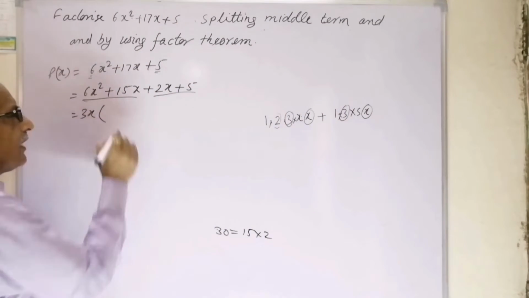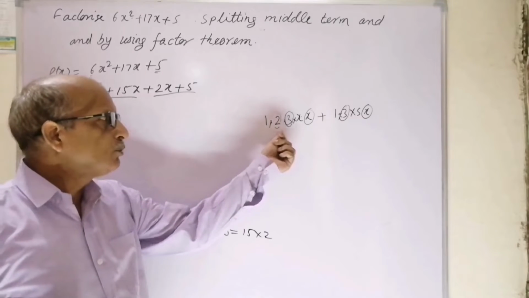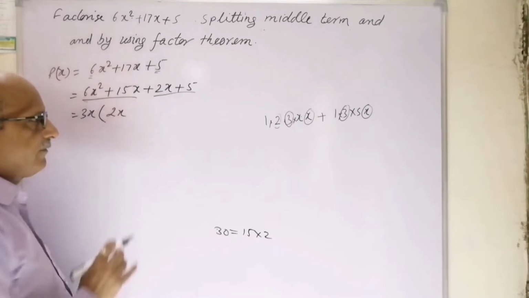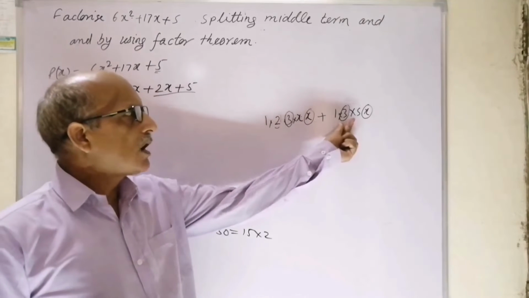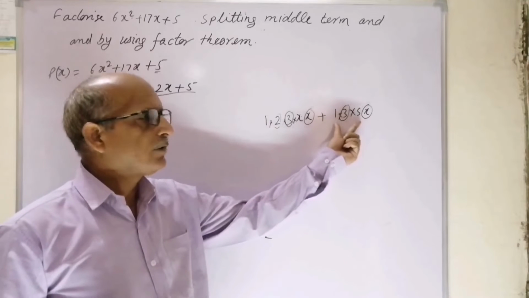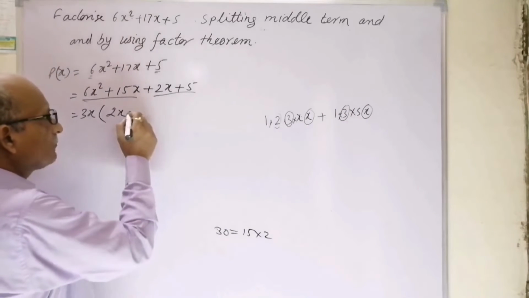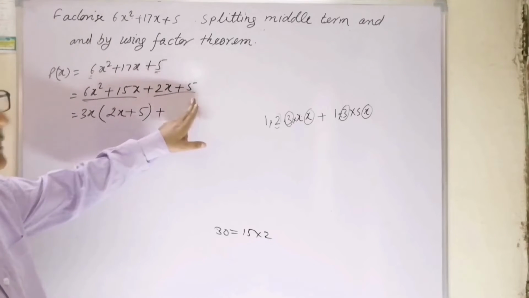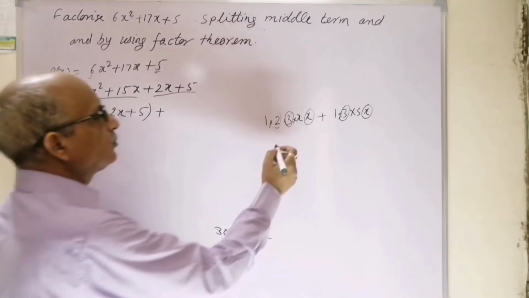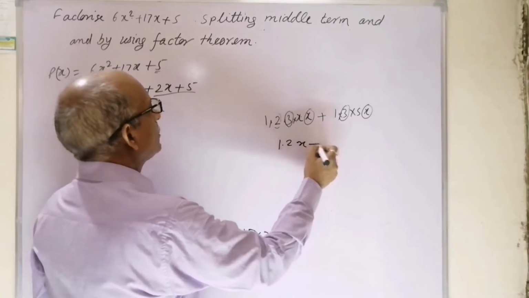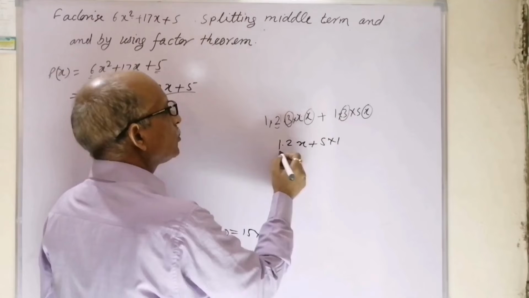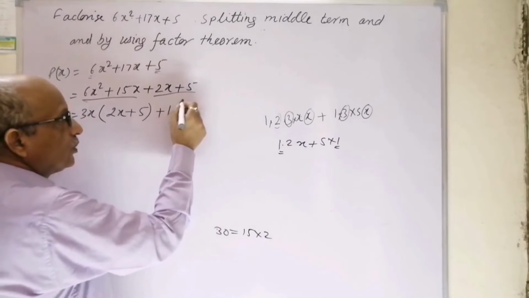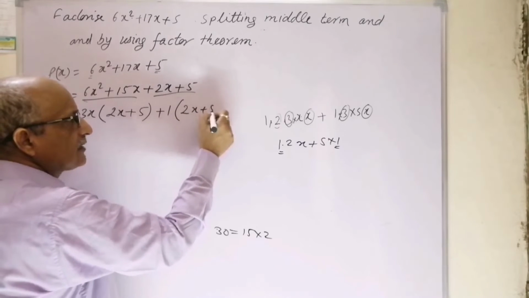Taking 3x common, what shall be left? It will be 1 into 2 into x, that is 2x left here. And you have taken common from here 3 and x. What is left? 1 into 5, that is 5 only. So plus 5 is left here. We can see there is nothing common other than 1, because we can write 1 into 2x plus 5 into 1. So 1 can be common. Remember, when 1 is taken out common, we have 2x plus 5.